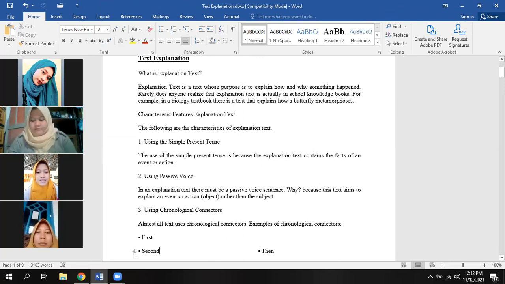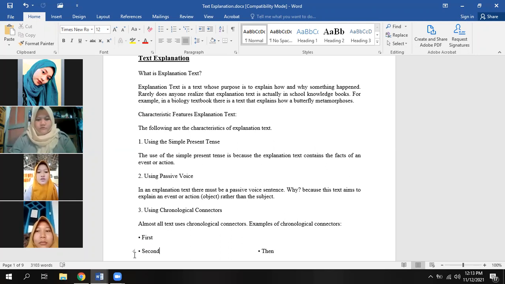Okay, text explanation. What is explanation text? Explanation text is a text whose purpose is to explain how and why something happened. Rarely does anyone realize that explanation text is actually in school knowledge books. For example, in a biology textbook, there is a text that explains how a butterfly metamorphoses. Characteristic features of explanation text. The following are the characteristics of explanation text.